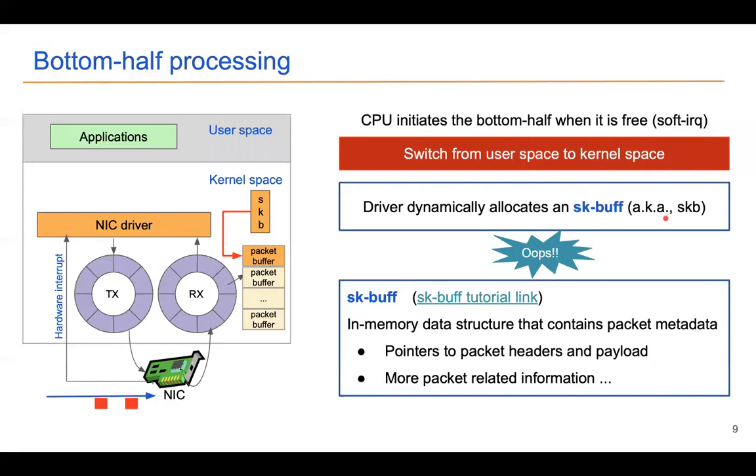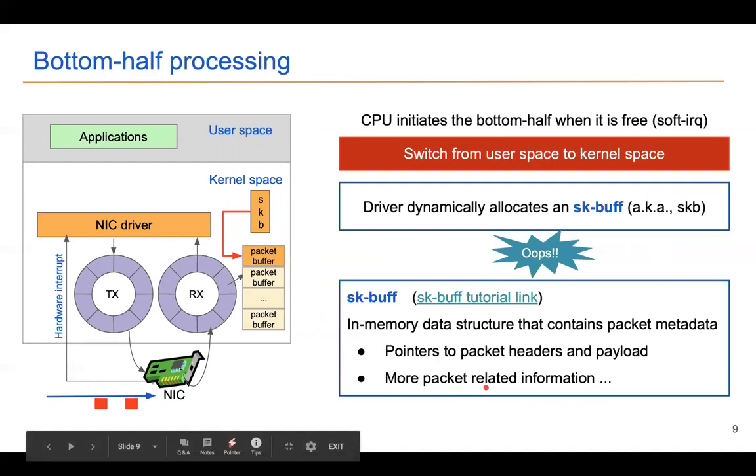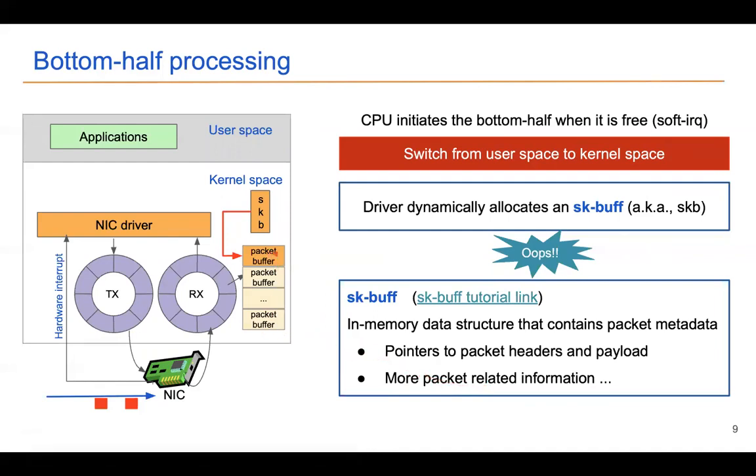SK buff, also called SKB, is an important data structure for network I/O processing. SK buff contains the packet metadata like the pointers to the packet headers, pointers to the payload, and more packet related information. The kernel maintains a single copy of the packet within the packet buffers. If multiple packet copies are required, for example, tools like Wireshark and tcpdump require individual copies, then the skbuff structure is cloned and all the clones point to the same packet in memory. If you want to know more about skbuff, visit the provided link.